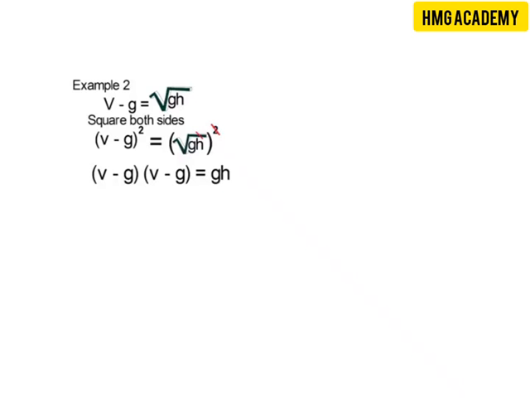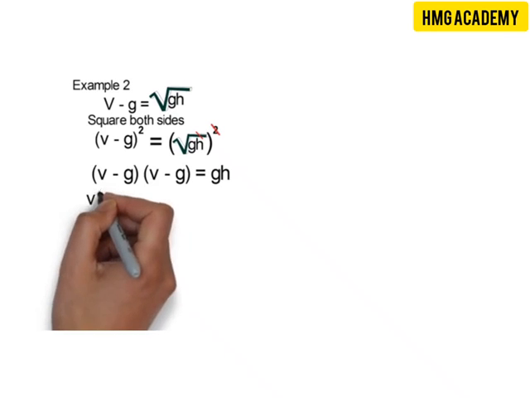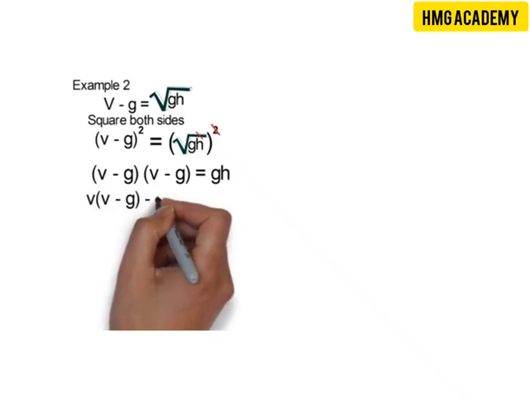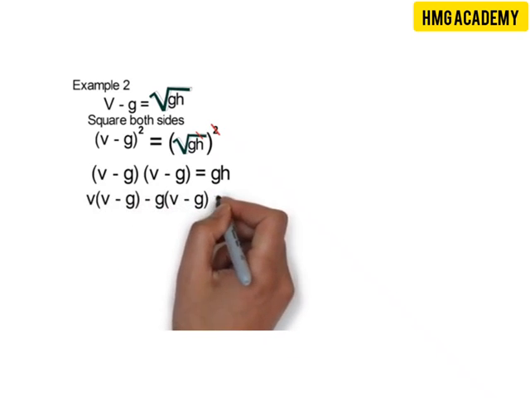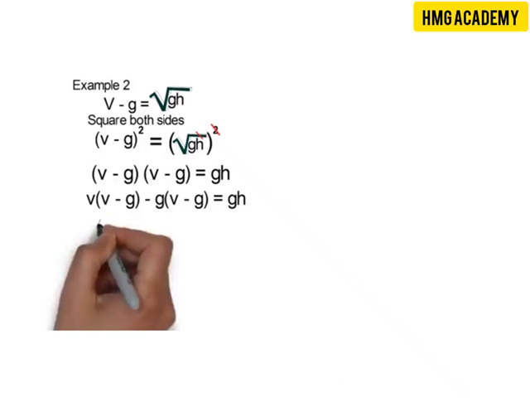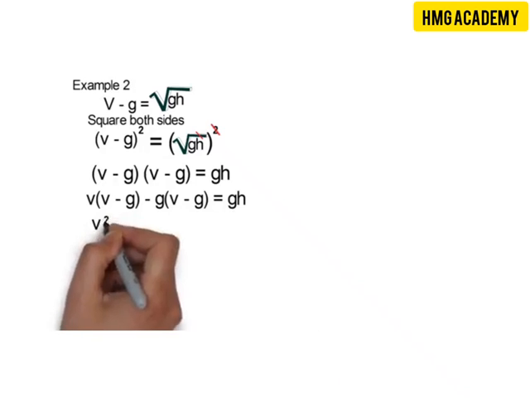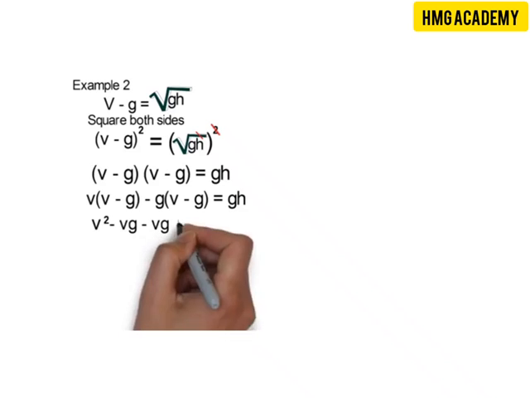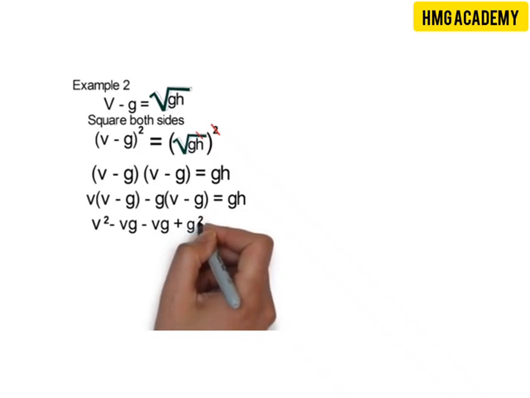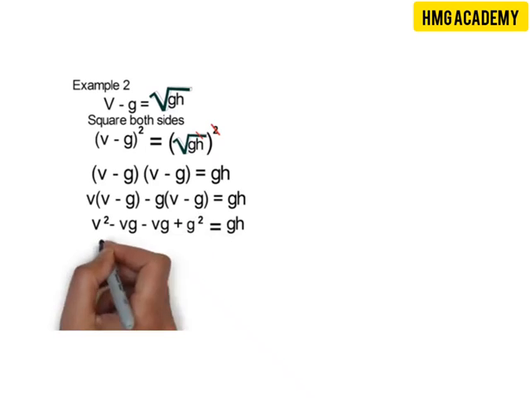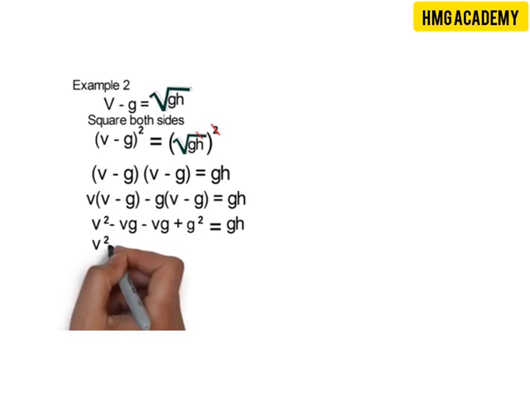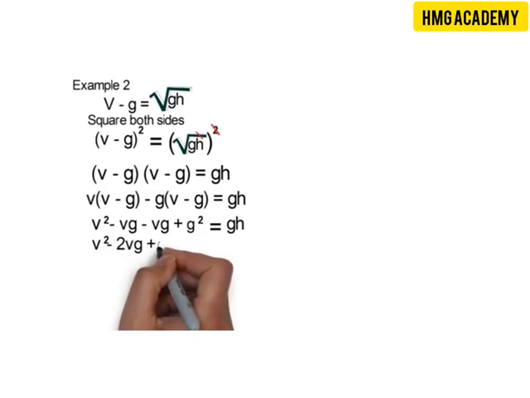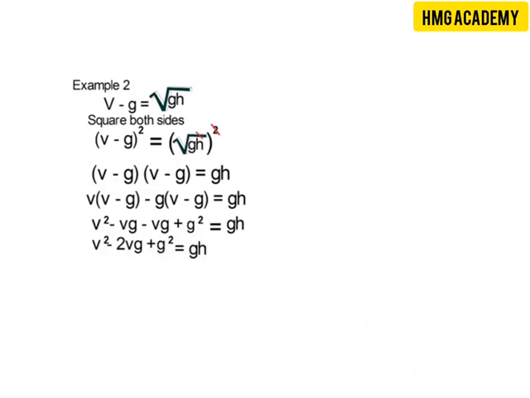So we open the brackets. I taught you this in our GSS 3 and GSS 1, also in GSS 2 too. So in opening brackets we have v into bracket v minus g into bracket v minus g equals gh. So in multiplying through here now, I have v squared minus vg minus vg plus g squared equals gh. So I have v squared minus 2vg plus g squared equals gh. So gh equals v squared minus 2vg plus g squared. So I've just rearranged it.